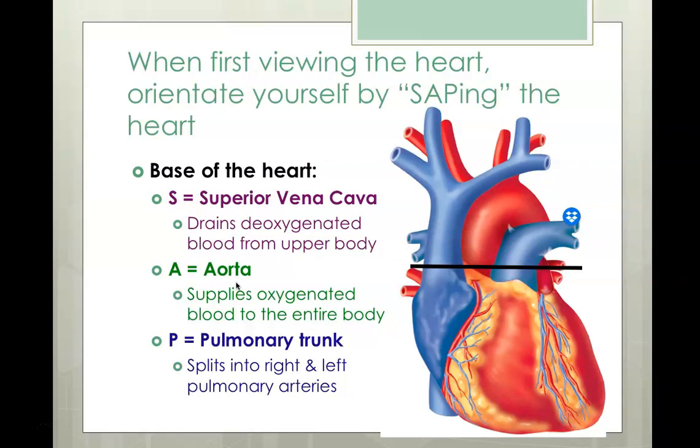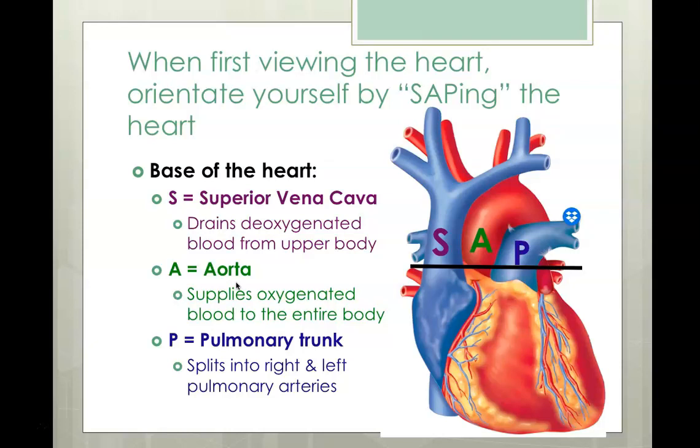So let's start off with the base of the heart. When you first have a heart and it's out of the body, you need to really orientate yourself. So the first thing that you want to do is SAP the heart, S-A-P. So S is going to be all the way to the right, which is your superior vena cava, and this is draining all of your deoxygenated blood from the upper half of your body. Next we have A. That is going to stand for your aorta, and this is supplying oxygenated blood to the entire body. And then lastly, we have P for pulmonary trunk, and this is going to contain deoxygenated blood within it, and will send that over to your right and left pulmonary arteries.